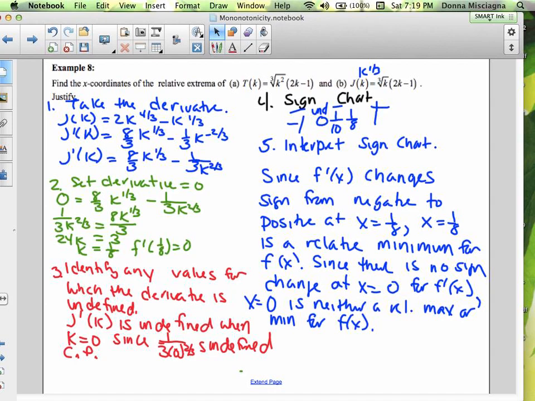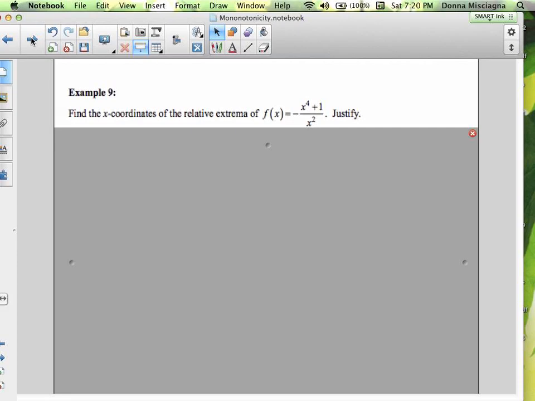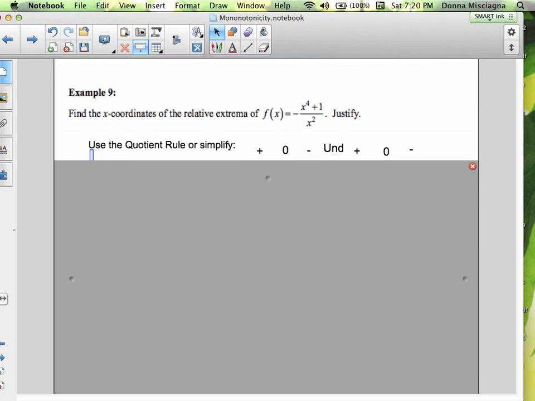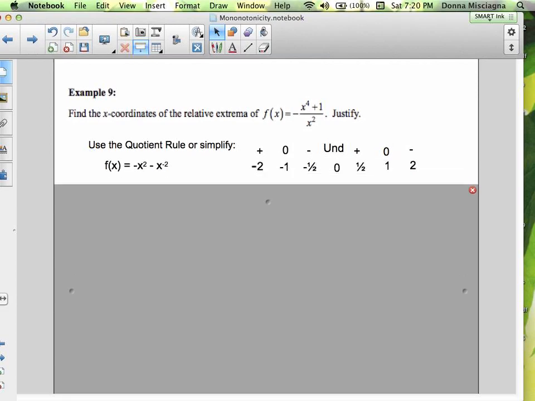The last problem is all up here. So we'll go quick through that one. Probably I should have done more than one, but I like to go through the problems with you, but I can go faster. All right, so find the x-coordinates for the relative extreme of f of x equals x to the 4th plus 1 divided by x, negative x to the 4th plus 1 divided by x squared. All right, not only did I already do this one, I typed it. All right, so we have two choices in terms of finding the derivative.